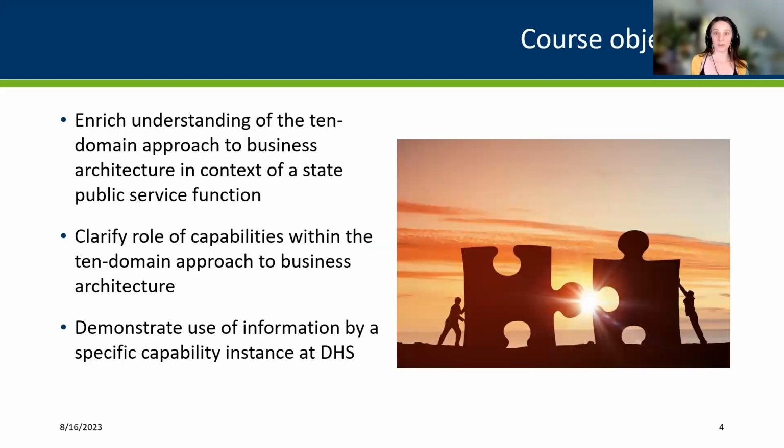So today we're focusing in specifically on capabilities. First, I'm going to try to enrich understanding of the 10 domain approach to business architecture in a context of a state public service function. I'm going to try to clarify the role of capabilities within that 10 domain approach to business architecture, and then demonstrate the use of information by a specific capability instance at the Department of Human Services to illustrate the concepts that we're covering. So let's dive in.